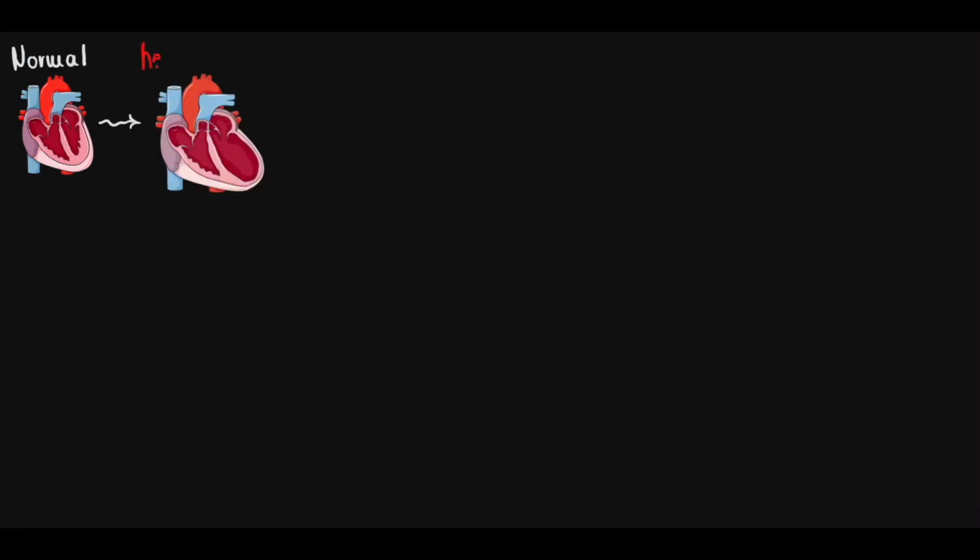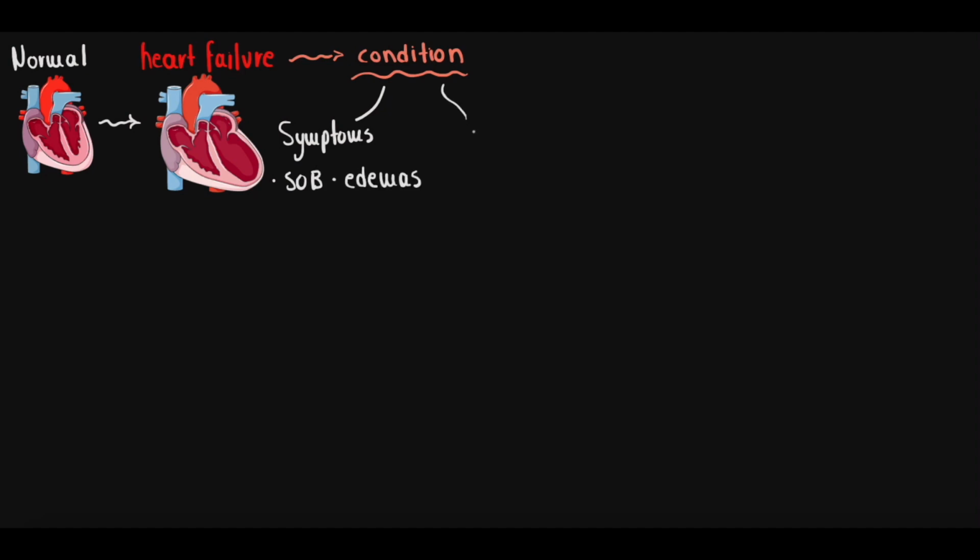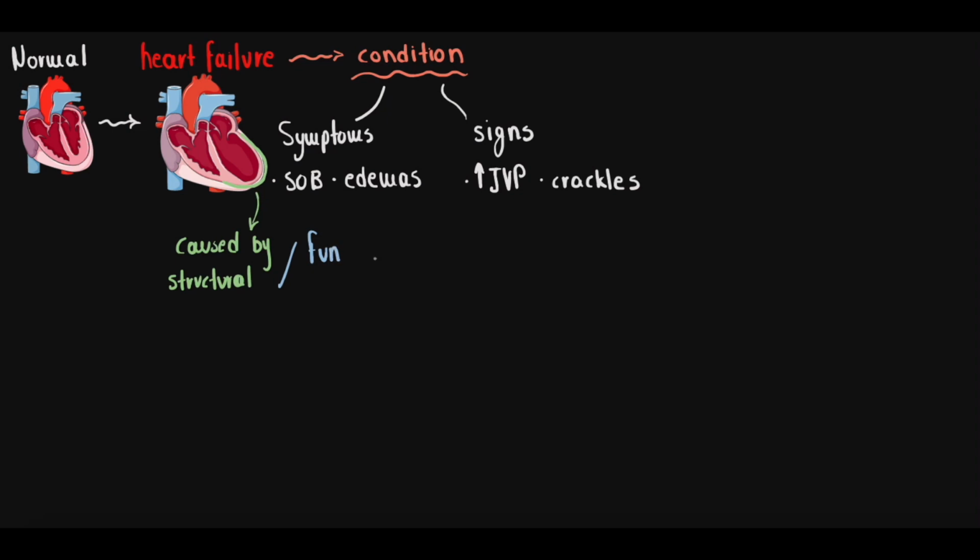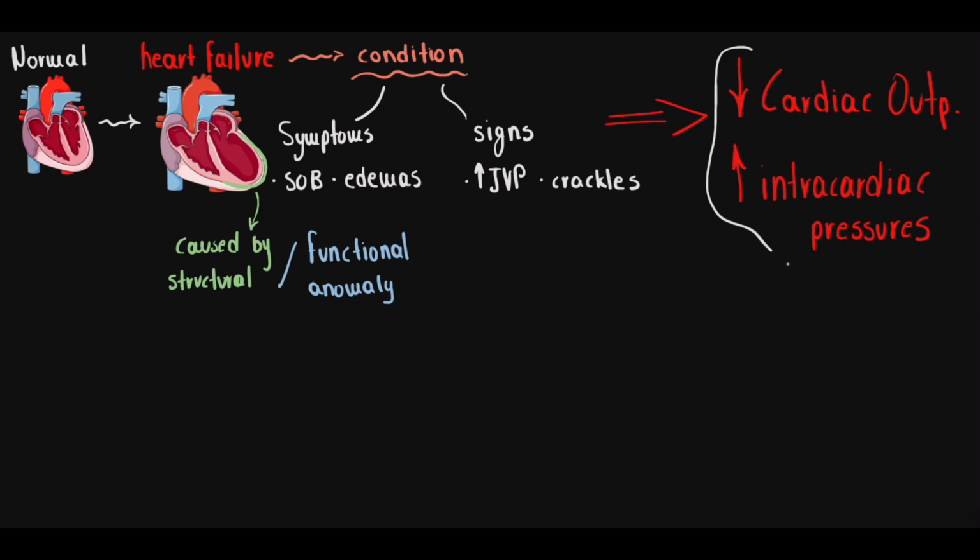Heart failure is a condition characterized by symptoms, for example, shortness of breath, edemas, fatigue, accompanied by signs such as increased jugular venous pressure, for example, or pulmonary crackles, caused by a structural or a functional cardiac abnormality. This condition almost always causes a reduced cardiac output, as well as elevated intracardiac pressures. So these are the two major results of heart failure.